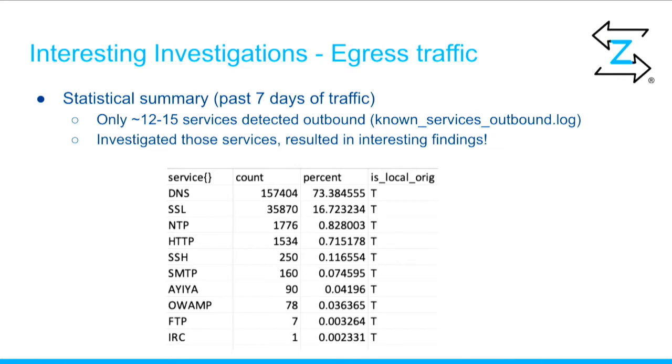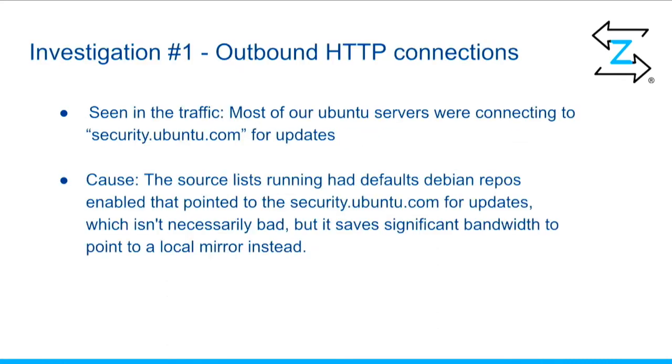But this is the list, which is pretty interesting because most of them are what you would expect on your traffic. SSL: people should be reaching out on web services for SSL or encrypted services. DNS is pretty standard, NTP, HTTP pretty standard. Depending on if you allow outbound SSH to different servers, it should also be pretty standard. Again, your mail service should be reaching out, SMTP standard. And there are a few other last services that I'm going to talk about, especially IRC. But in any case, this was the statistical summary for our production environment for the last seven days.